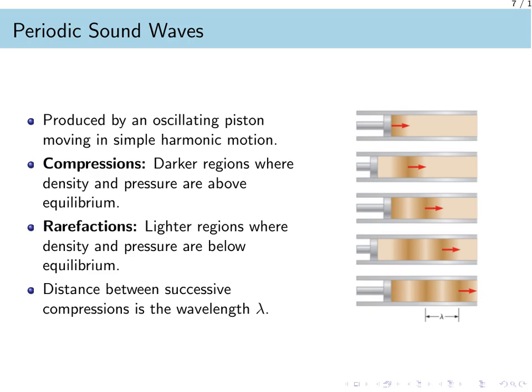If the piston moves back and forth in simple harmonic motion, it creates periodic sound waves. This motion produces a continuous stream of compressions and rarefactions. Compressions are the darker regions in the diagram where the density and pressure are higher than the equilibrium state. Rarefactions are the lighter regions where density and pressure fall below equilibrium. We define the wavelength, denoted by the Greek letter lambda, as the distance between two successive compressions. These alternating regions of high and low pressure move through the medium at the speed of sound.